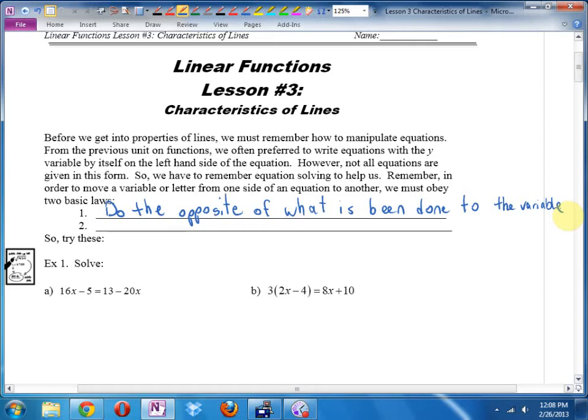The second rule is this. Do the same thing to both sides. Looking at what's being done to the variable tells you what mathematical operation to do, the opposite. And then please remember, you've got to do it to both sides.